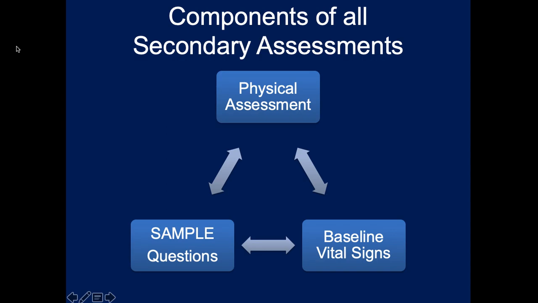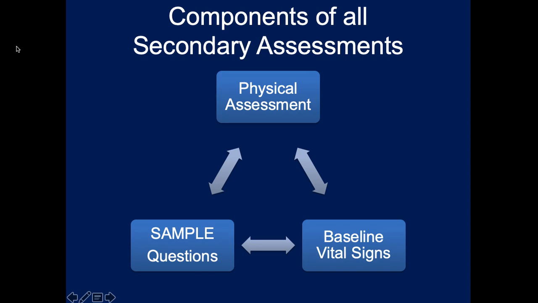So there's three basic components of every secondary assessment. The reason I have it set up like this is because you can move these three components around any which way you want to fit the patient's presentation. You learned about SAMPLE history, SAMPLE questions. This is when you find out what happened, basically. You talk to the patient, you talk to the bystanders. You're going to get some kind of baseline vital signs initially, and at some point, you're going to do some type of physical assessment, touching the patient, exposing the patient, looking for injuries, looking for signs of what's going on.